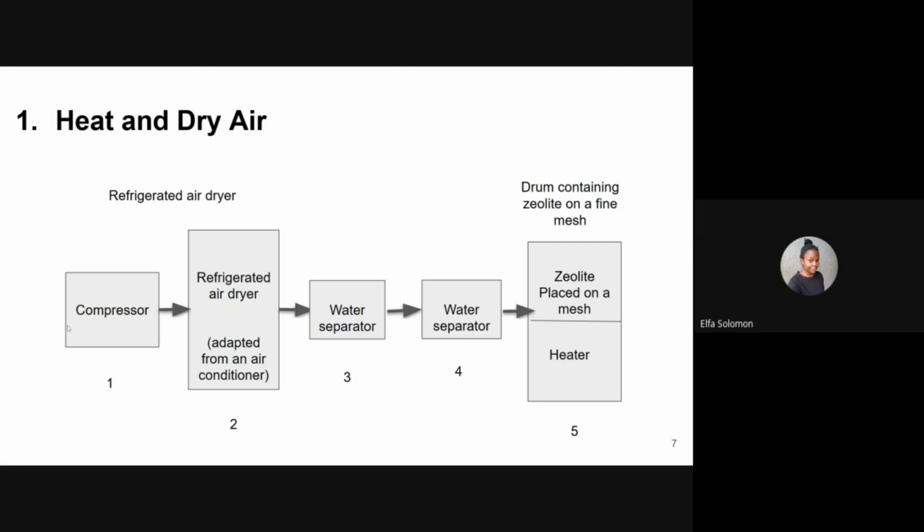Going ahead, one of the approaches was the use of heat and dry air. In this approach, compressed air was passed through the refrigerated air dryer. We modified a portable air conditioner to serve as the dryer. This dry air was supplied to the drum where it was heated and then passed through the zeolite, which was placed on a fine mesh wire inside the drum. We also had a humidity sensor that was placed on top of the drum to monitor the humidity of the air coming out of the drum.